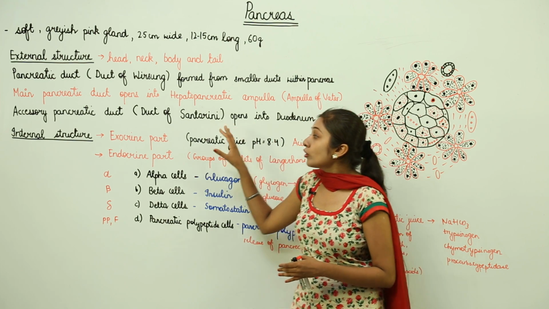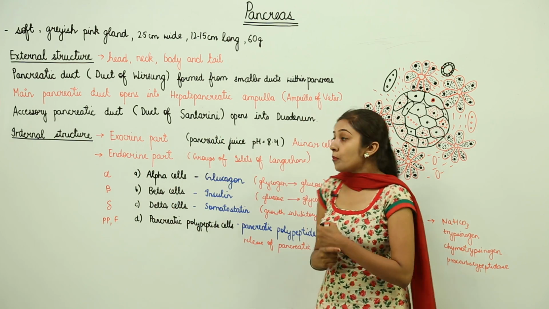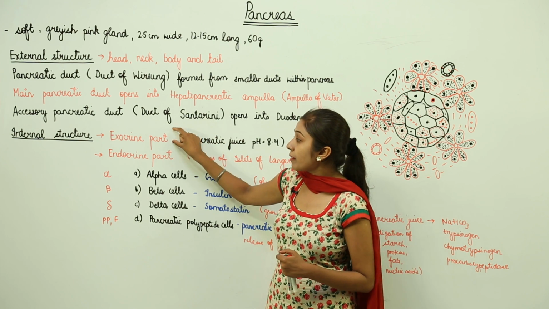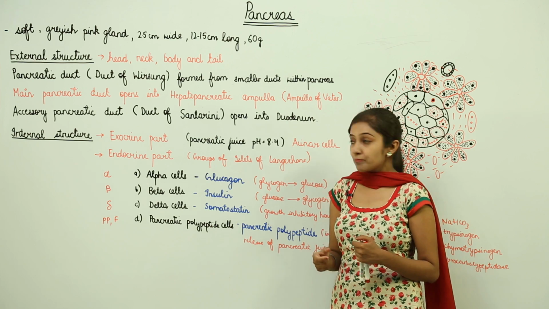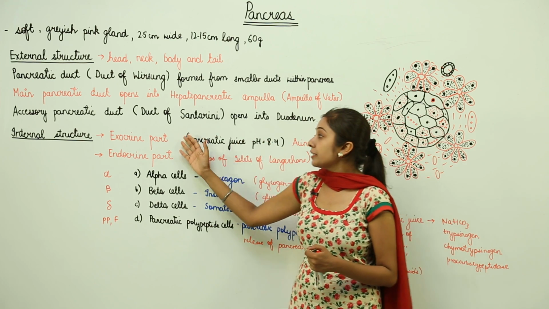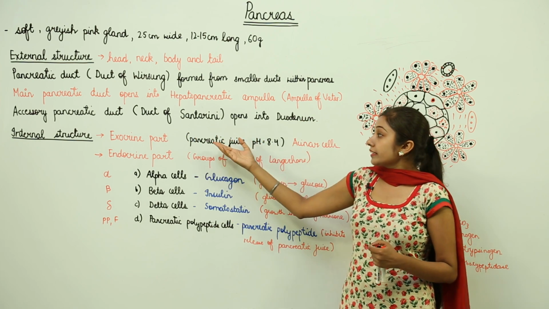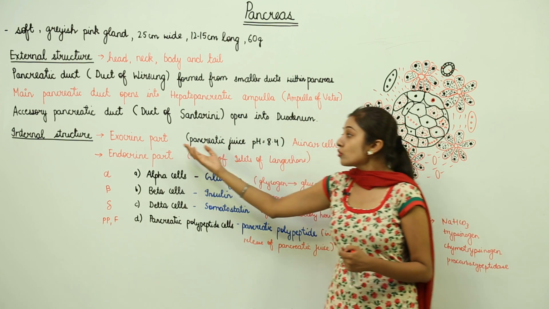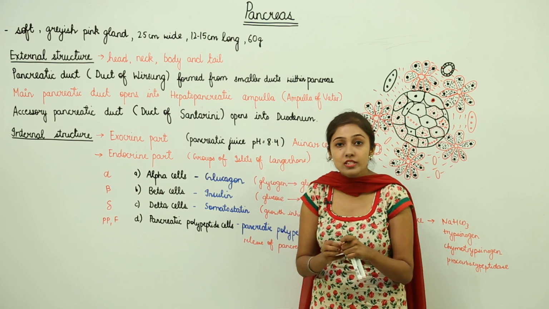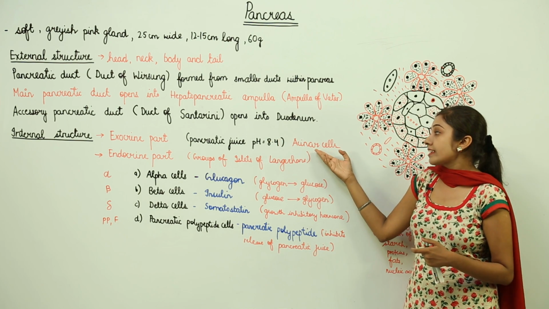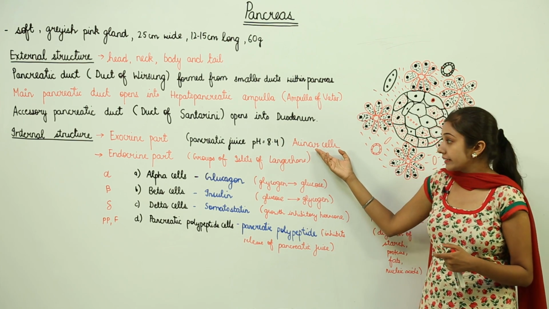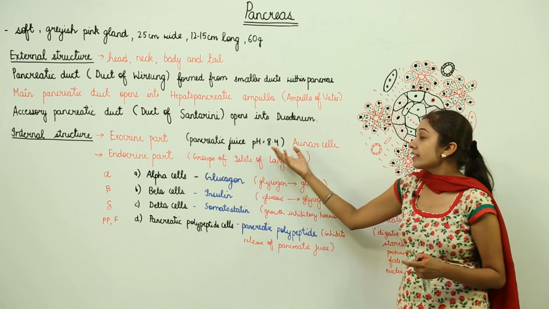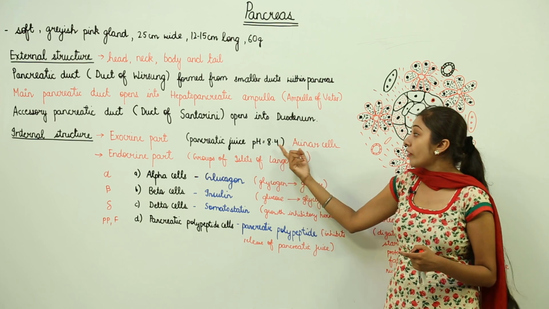Now moving on to the internal structure. Well, we have divided the internal structure into two parts, that is the exocrine part and the endocrine part. Now when we talk about the exocrine part, this actually involves the acinar cells. The exocrine part consists of lobules, and we call these cells the acinar cells. Now they actually release the pancreatic juice that has a pH of around 8.4.